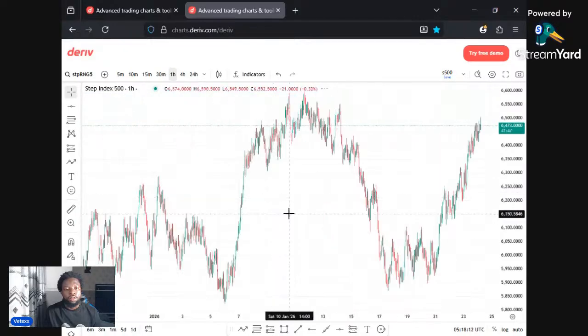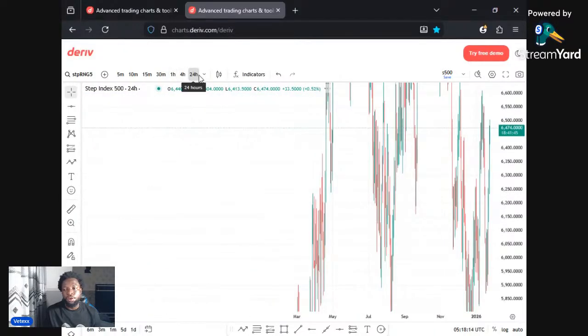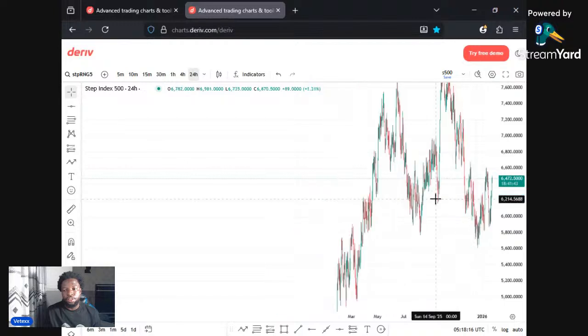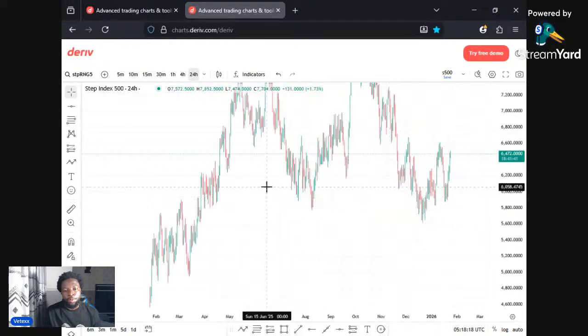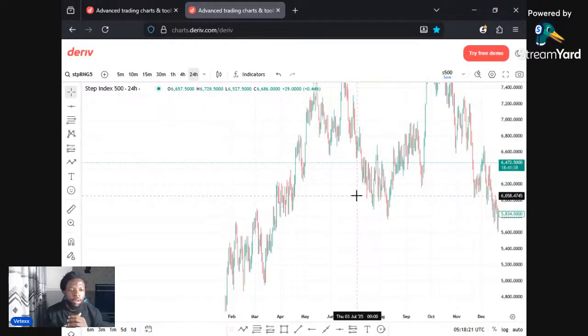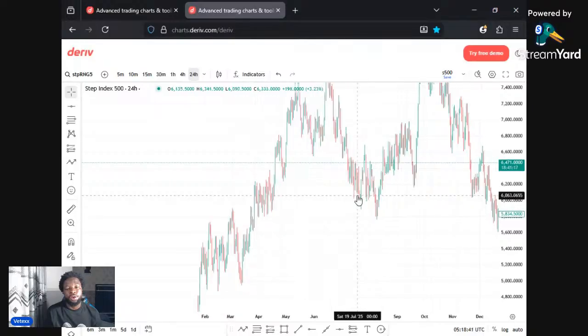Okay, so starting from the weekly time frame, the 500 has been bearish on the weekly time frame. And remember, on the Deriv TradingView, the highest time frame we can see is the 24-hour time frame. So the only way you know that you are following the right direction is using your MT5 to check from the higher time frame, which is the monthly to weekly, and know the direction the market is going to.